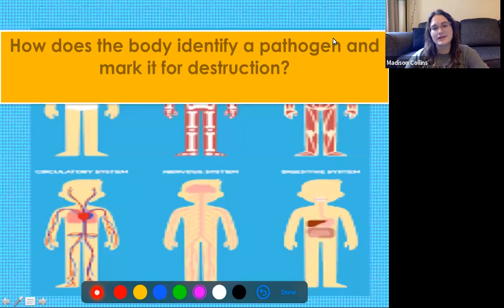Okay. Now, using that information, I want you guys to tell me, how does the body identify a pathogen and mark it for destruction? So go ahead and pause this video, write down your guess, and then I'll tell you what I got as soon as you are done.